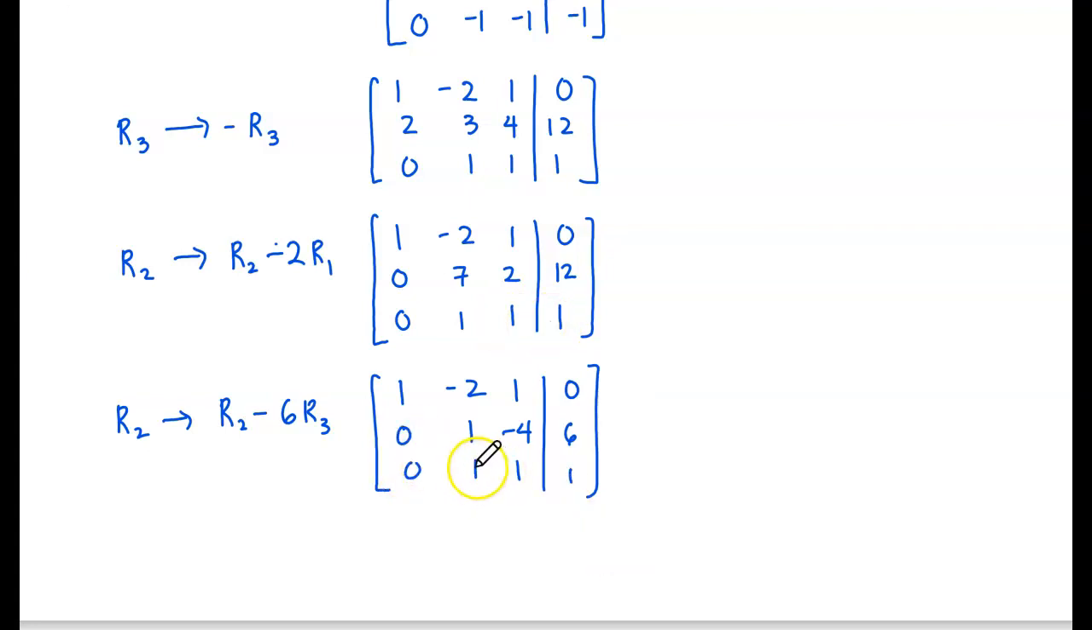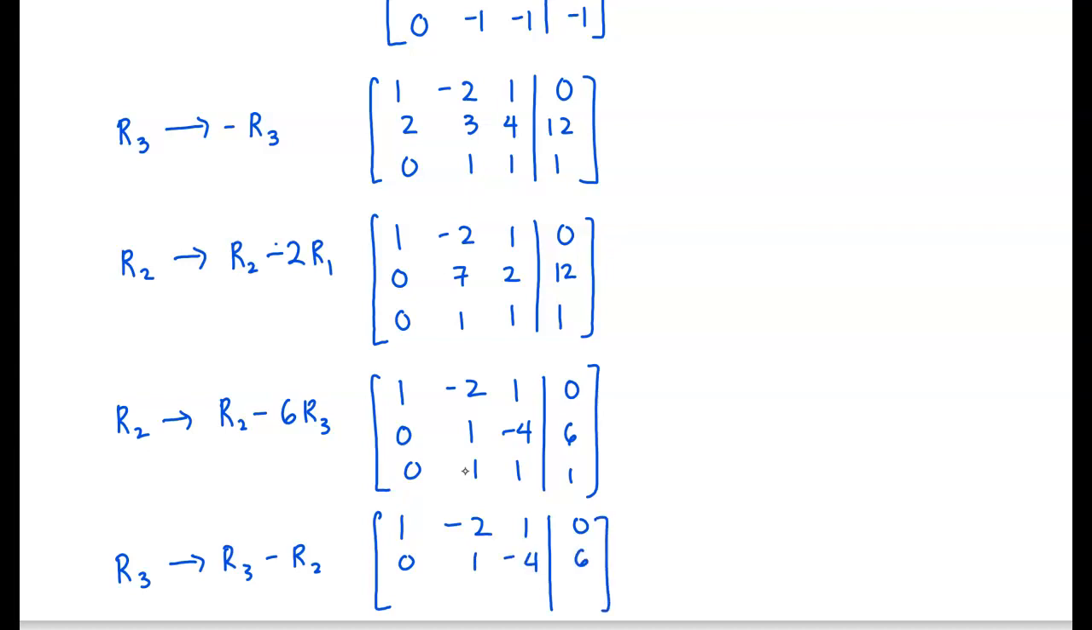Next, we want this to be equal to 0. Now, how do you make this equal to 0? You can obtain that by subtracting these two rows here. So you're going to replace R3 by R3 minus R2. So you have 1, negative 2, 1, 0, 0, 1, negative 4, 6.